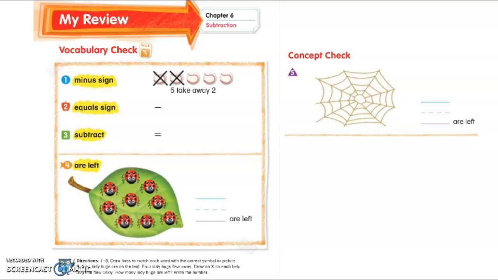All right, so we're going to do some matching up top. We're looking at some vocabulary that we've learned that we need in subtraction sentences. So we've got the words minus sign, equal sign, and subtract. We're going to draw a line to match them to the right symbol or picture. So let's start with the top one, minus sign. Where would we draw a line to?